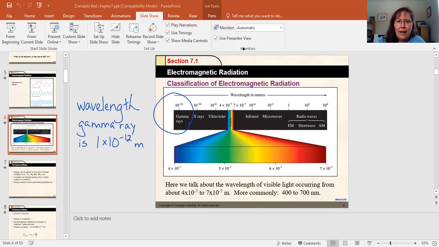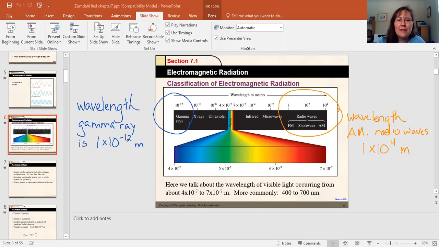And now we'll come over here and you'll see over here we have radio waves. And the wavelength of radio waves really depends. So we'll say the wavelength of radio waves is about, and again, it changes based on what we're working with there, 1 times 10 to the 4th meters.